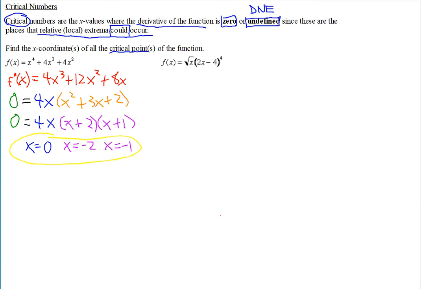Let's take a look at one more of these. On this one, that's a little more complicated. I'm going to first rewrite the square root of x, so it's easier to find the derivative with a fractional exponent. That's the same as x to the 1/2 power. And then we've got 2x minus 4 to the 4th power.